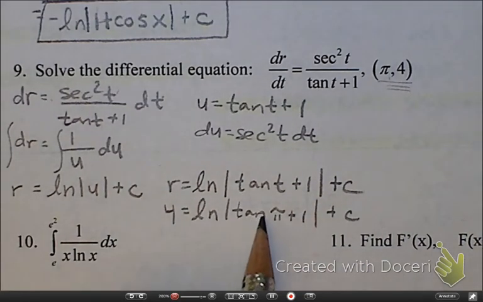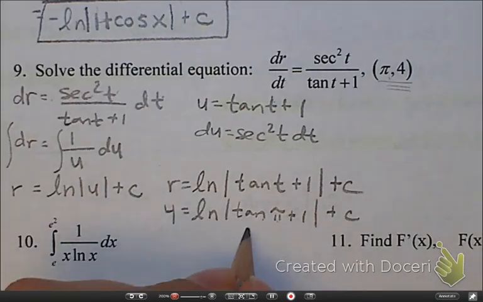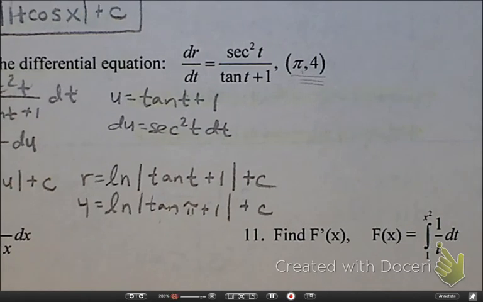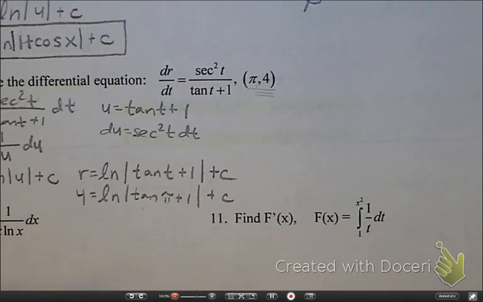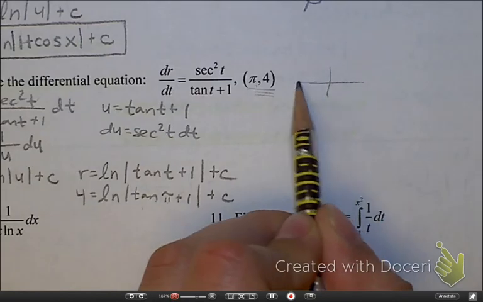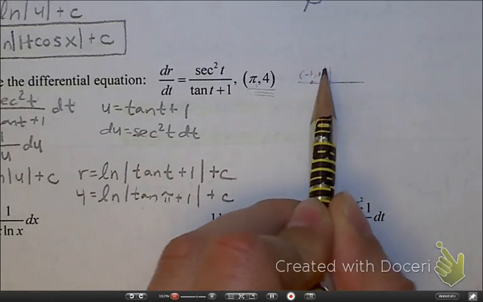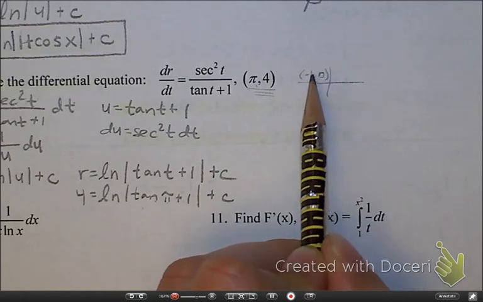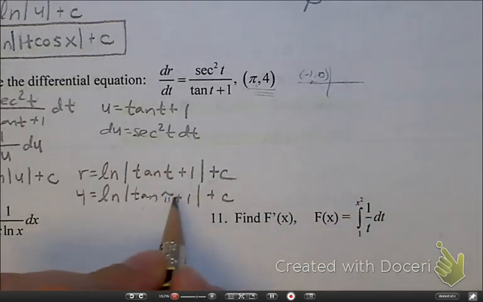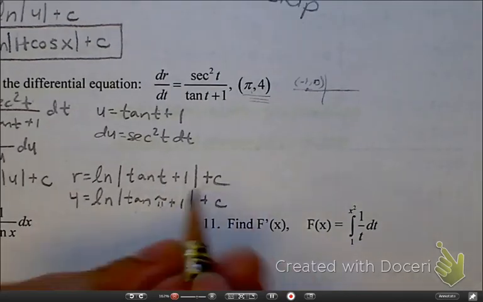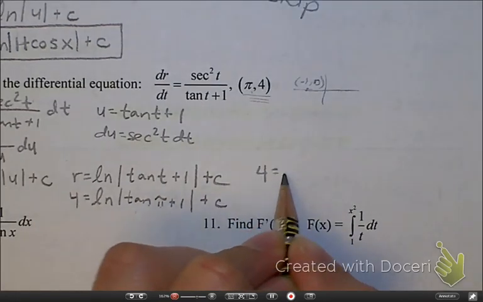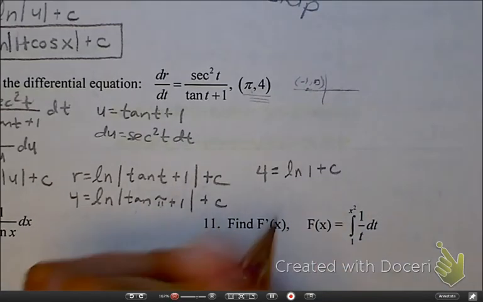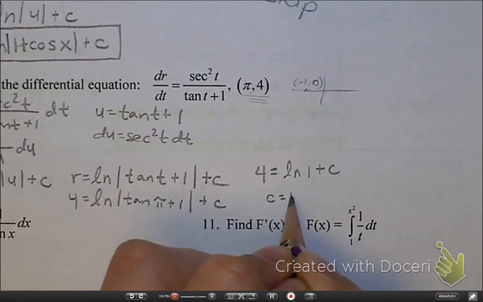So tangent of pi, well, I'll zoom out just a little bit so I don't cut you guys off. If you look here, pi is over here, and this is the point negative 1 comma 0. So tangent is sine over cosine, so that would be 0 over negative 1, which is equal to 0. So this is 0 plus 1, so that's ln of 1. So this says 4 equals ln of 1 plus c. Well, we know that ln of 1 is equal to 0, so that means that c must equal 4.